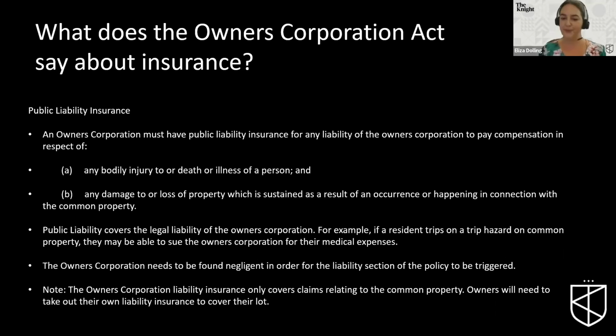Just for example, if a resident trips on a trip hazard on the common property, they may be able to sue the owner's corporation for their medical expenses. The owner's corporation needs to be found negligent in order for the liability section of the policy to be triggered. And just a little note at the end there that the owner's corporation liability insurance only covers claims relating to the common property. So as owners, you all need to ensure that you have your own liability insurance to cover your private lot.